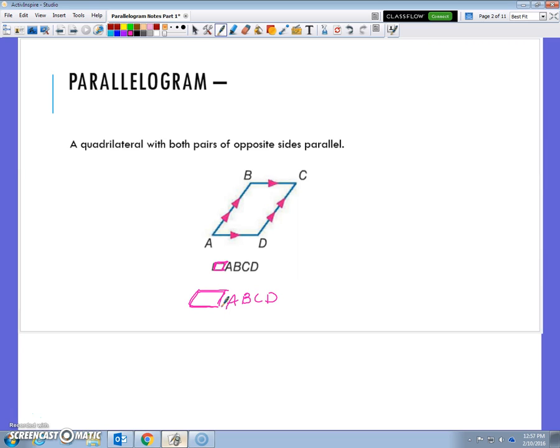But not all quadrilaterals are parallelograms. For instance, a trapezoid would not be a parallelogram because they have four sides, but they only have one set of parallel sides. Okay, so it'd be considered a trapezoid. So parallelograms are a special type of quadrilateral.